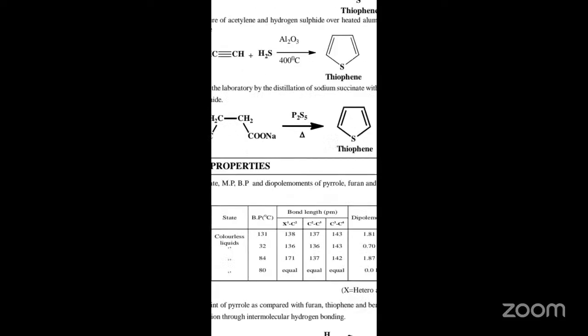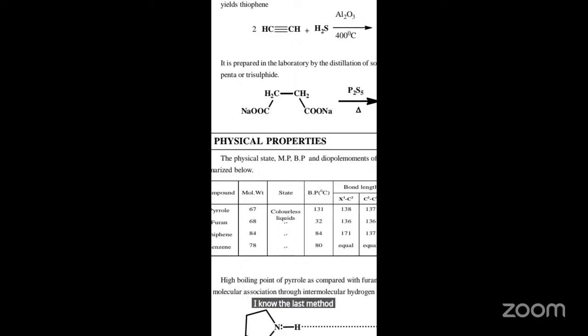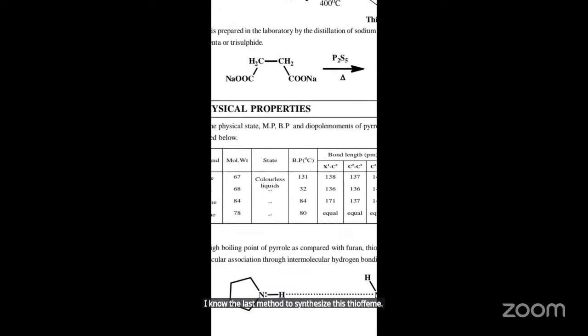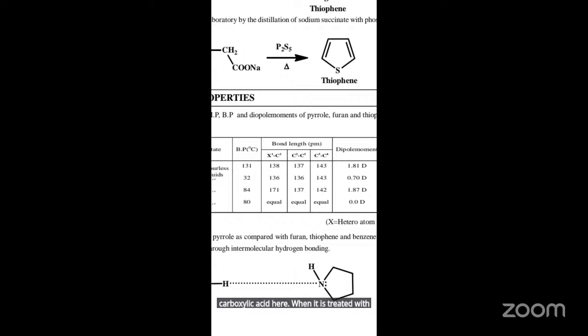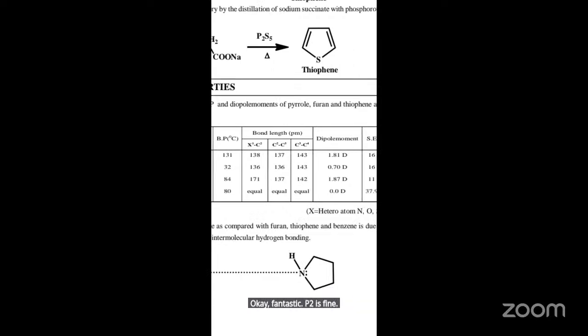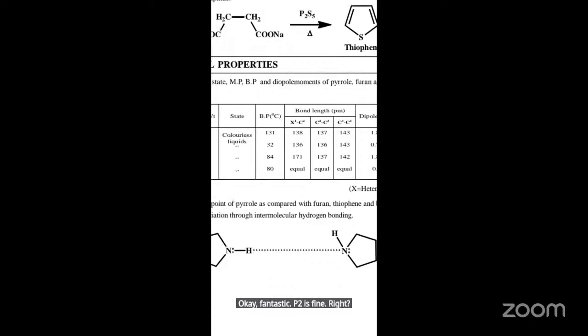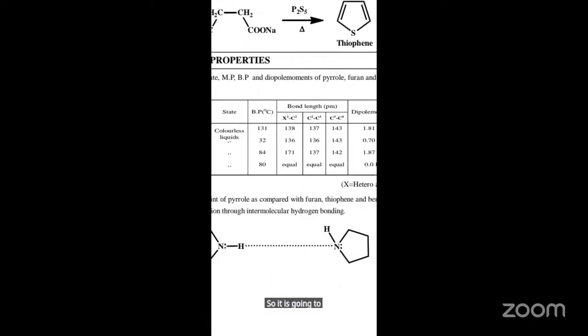And the last method to synthesize thiophene: here the sodium salt of the carboxylic acid, disodium carboxylic acid, when it is treated with phosphorus pentasulfide, P2S5, on heating, is going to form thiophene.